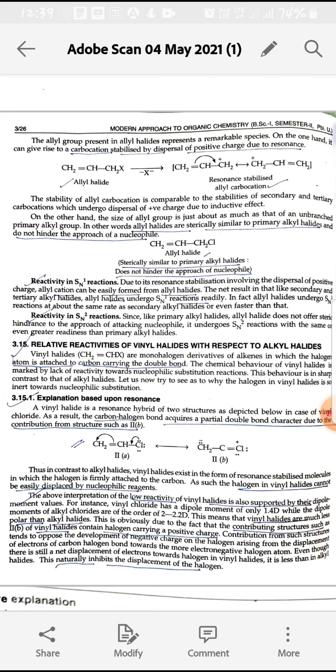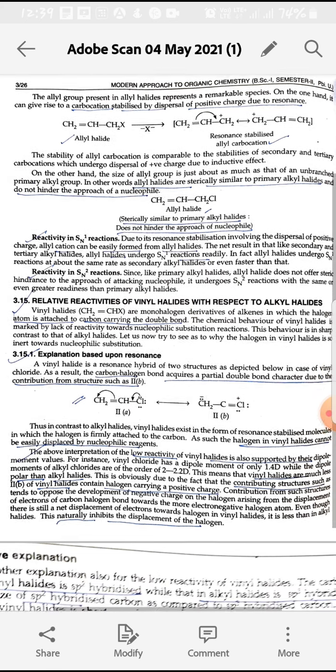So the reactivity in SN1 reactions is due to resonance stabilization, that is the dispersal of positive charge of the allyl carbocation, and more stabilization, like secondary and tertiary carbocations. So allyl halides are even more reactive than the alkyl halides. In the case of SN2 reaction, it is also very reactive, because it acts as sterically similar to primary alkyl halides, and that does not hinder the approach of the nucleophile. So reactivity will be more than the primary alkyl halides. So in short, allyl halides are more reactive than alkyl halides.